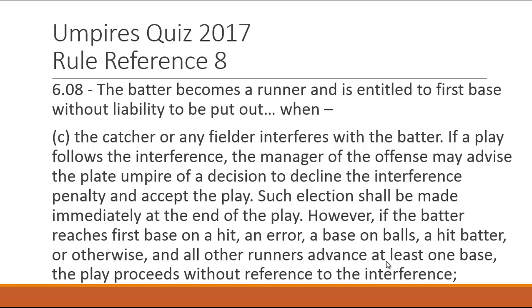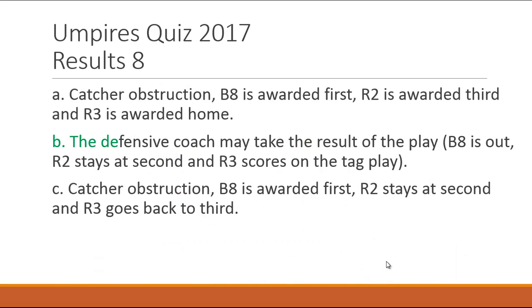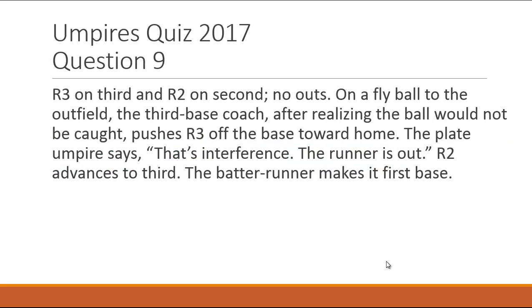All right. So the batter becomes a runner as entitled to first base without liability to put out when the catcher or fielder interferes. Okay, again, it's not obstruction on the catcher, it's interference on the catcher. So when we look at these, as I just said, you can take the result of the play.